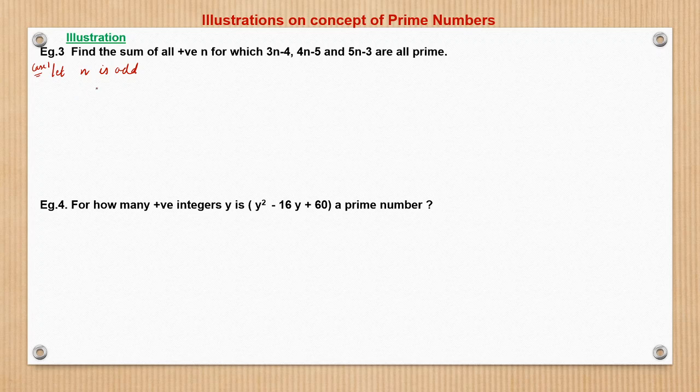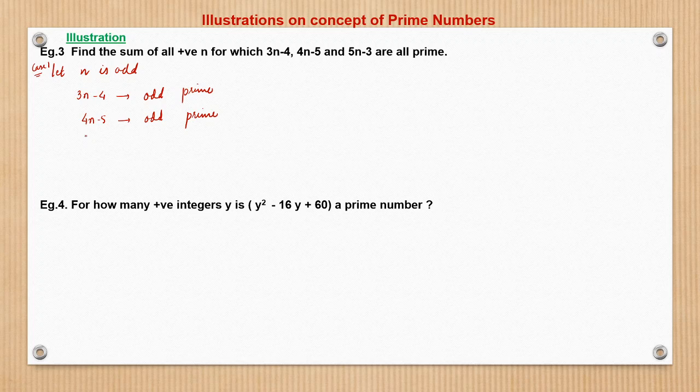First case. If n is odd, 3n minus 4 will be what? n is odd, so odd into odd is odd, minus even is odd. And this is prime. 3n minus 4 is an odd prime. Then 4n minus 5: 4 into n is odd, so it becomes 4 into odd, which is even. Even minus 5 is odd, an odd prime.